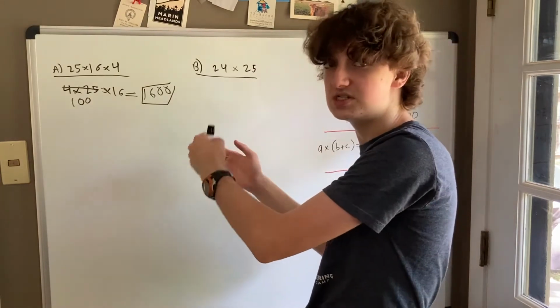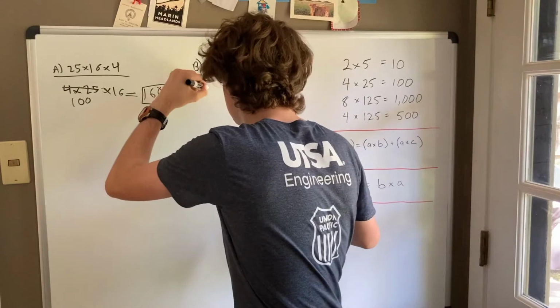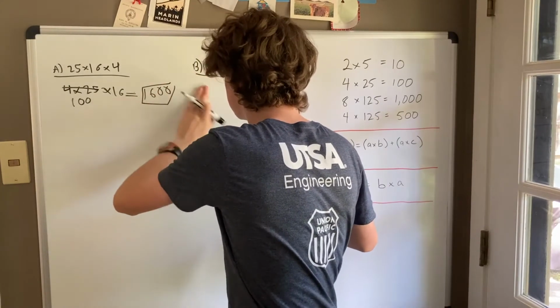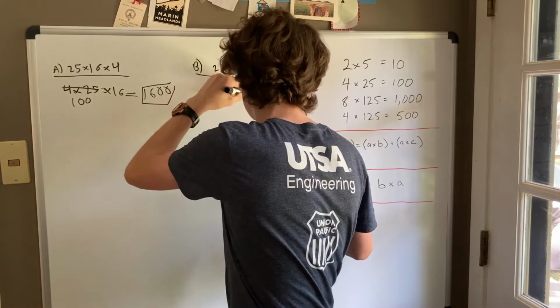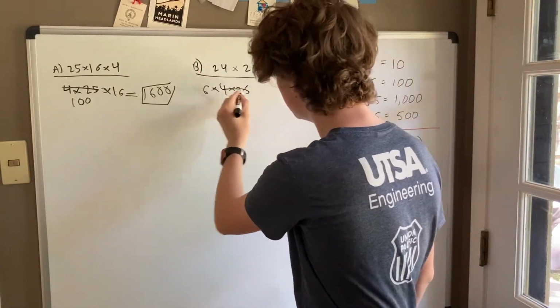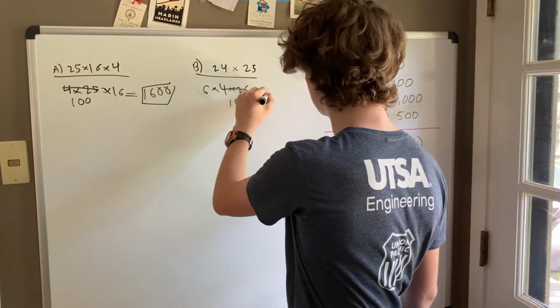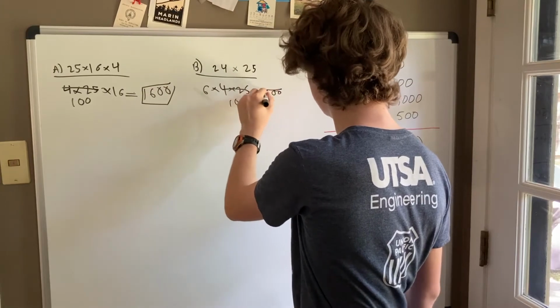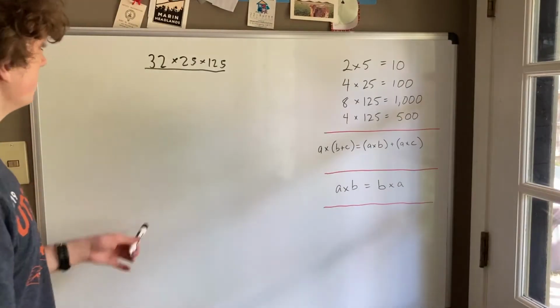Next problem looks a little bit more intimidating, but because 24, if you remember your times tables, is a multiple of 6 and 4, we can break this equation apart into 6 times 4 times 25. And look, another 4 and a 25. We can multiply those together. 100. 6 times 100, 600. Solved.